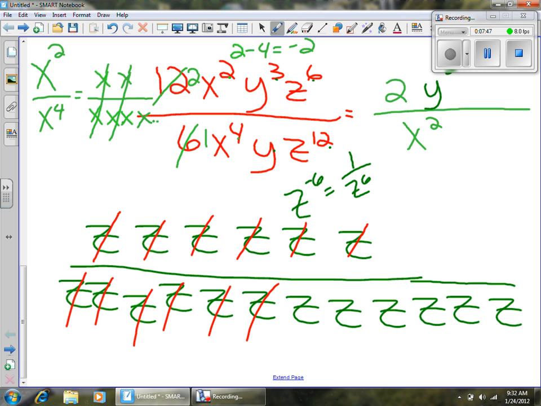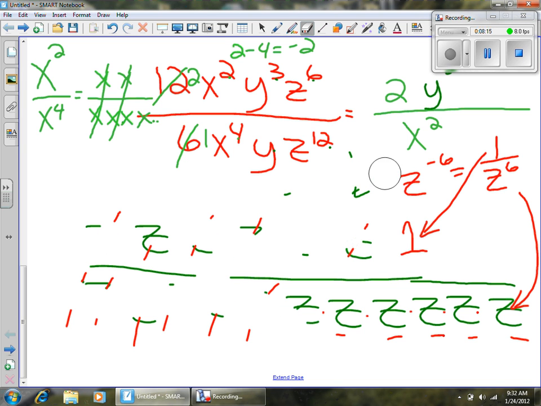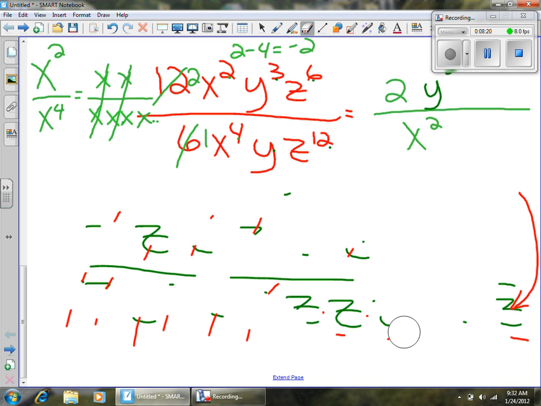What's left in the numerator? A 1. What's left in the denominator? z times z times z times z times z times z. There's 6 z's being multiplied together. So that proves that z to the negative 6th is the same as 1 over z to the 6th. Because look, I have a 1 in my numerator, and I have 6 z's being multiplied together in my denominator. 1, 2, 3, 4, 5, 6. There we go. So I need a z to the 6th in my denominator.